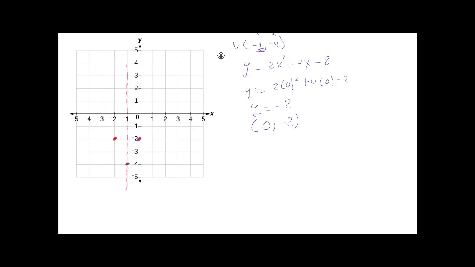We are ready to graph. The only thing that we need to do is join the points. And now we have our parabola.